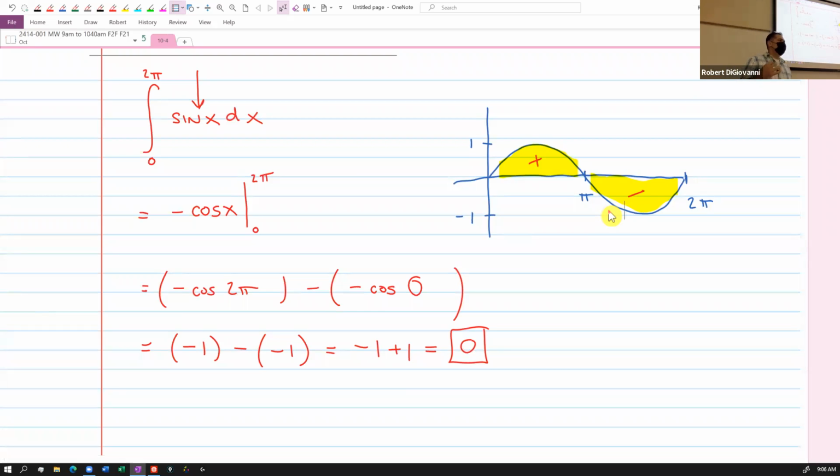Now, why is it counting it as negative? Because I thought all areas had to be positive. Why is this integral sign counting that second arc as negative? And this is where the geometry comes into play, that you understand how the formula works.